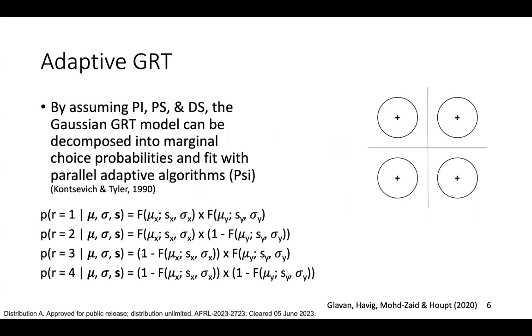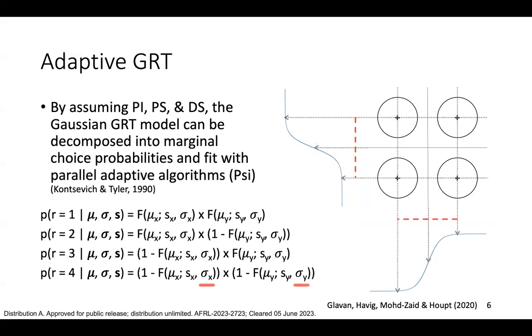The strength of the adaptive method comes from assuming an underlying measurement model where perceptual independence, perceptual separability, and decisional separability hold in full. This allows the multivariate response probabilities to be decomposed into the product of marginal cumulative density functions, which can then be fit simultaneously using parallel adaptive procedures. Each adaptive procedure fits two parameters for its underlying cumulative density function, which respectively correspond to the location of the decision bound and the distance between the stimuli in perceptual space.